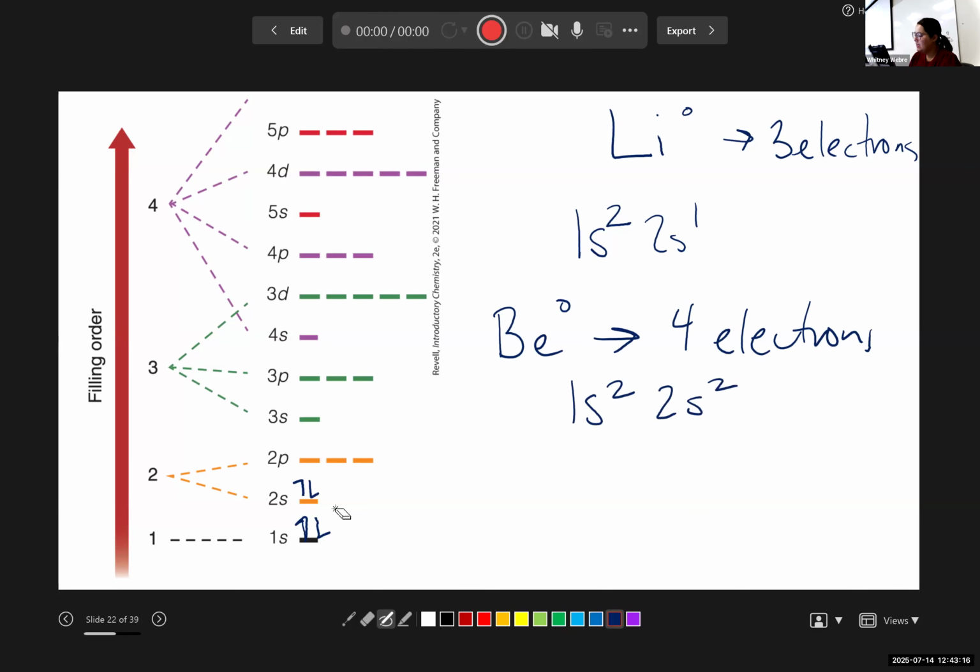Now, is lithium para or diamagnetic? So lithium has unpaired electrons, so it would be paramagnetic. What about beryllium? Dia, because it's all paired.